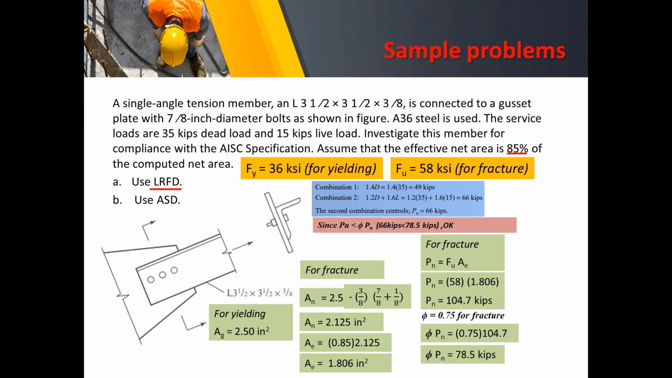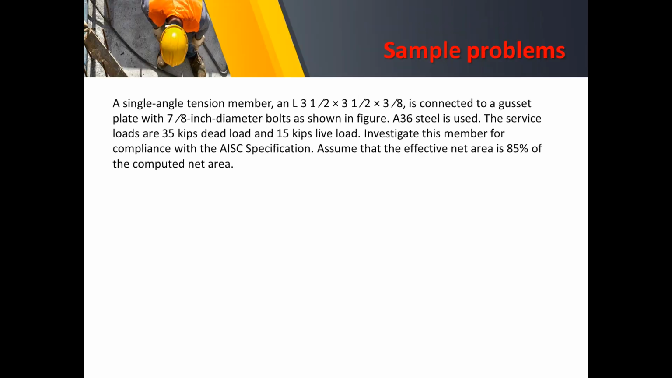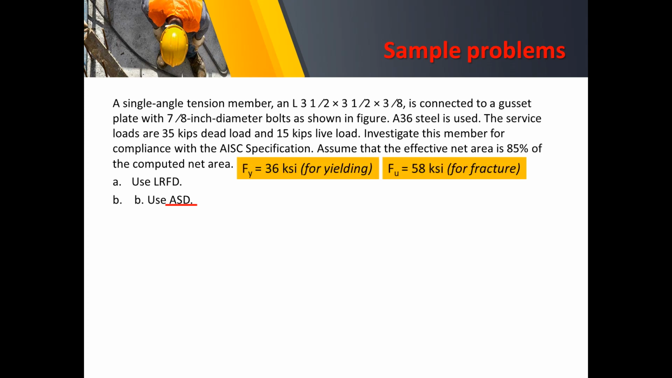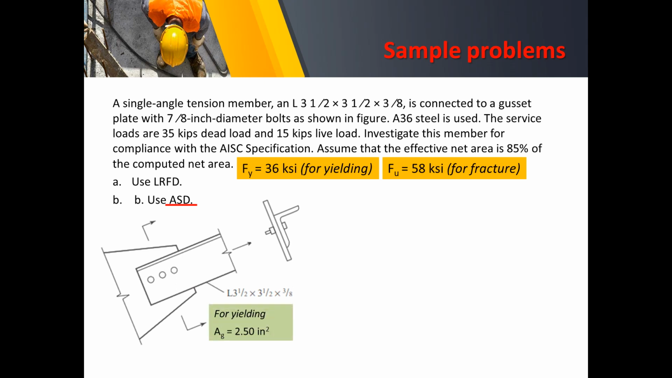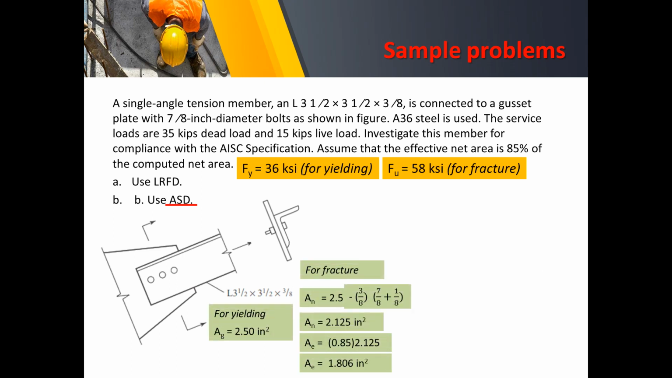So, moving on to the ASD. For ASD, again, we take note of the strength of A36 steel, 36 ksi for Fy and 58 for Fu. We have the same cross-section, and the same gross area. We need to compute the effective area, which is 85% of your net area, according to the problem.